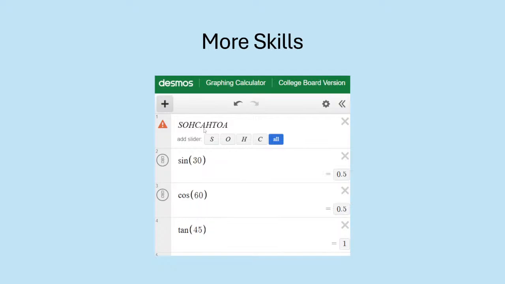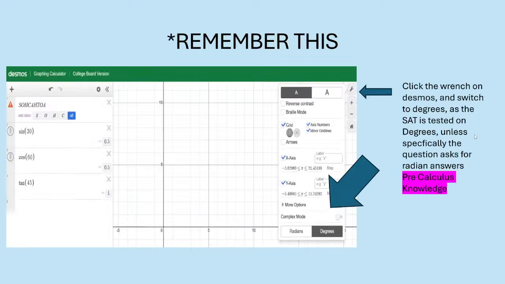Cosine is adjacent over hypotenuse. So adjacent is the closest side to the angle. Sine is going to be, well, of course, opposite. So opposite is going to be the furthest from that angle, unless it's the longest side, which in most cases you're not going to find that, because usually the longest side is across from the 90 degree. And then so we have cosine adjacent over hypotenuse, and tangent opposite over adjacent.